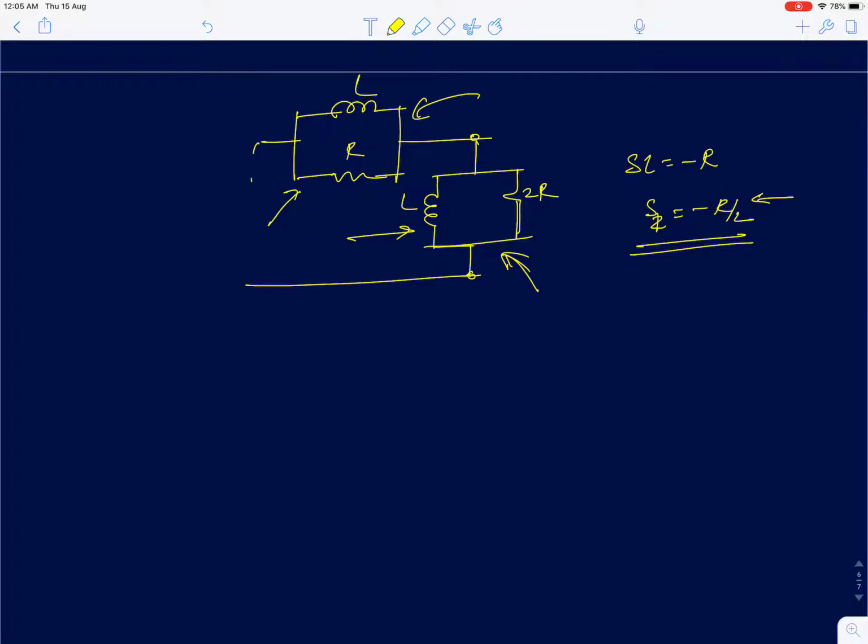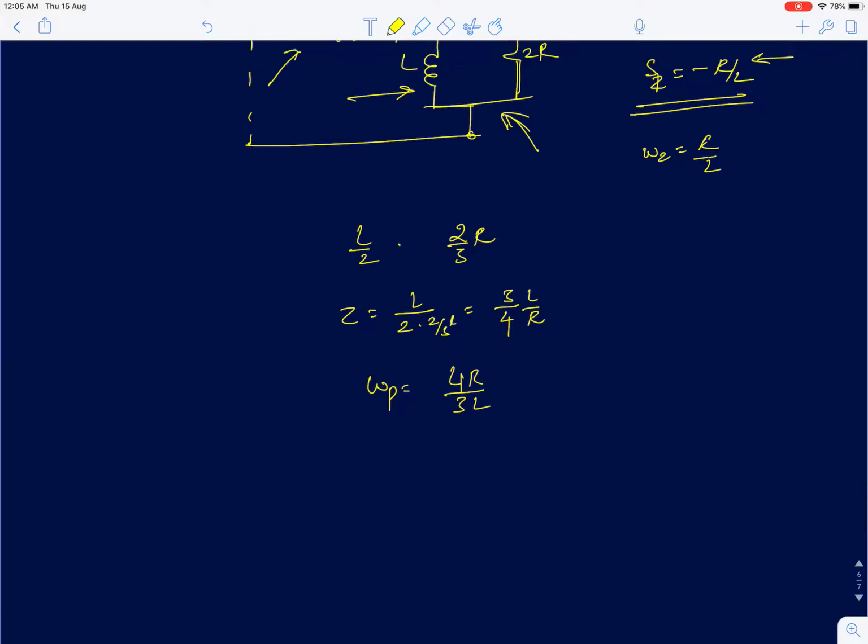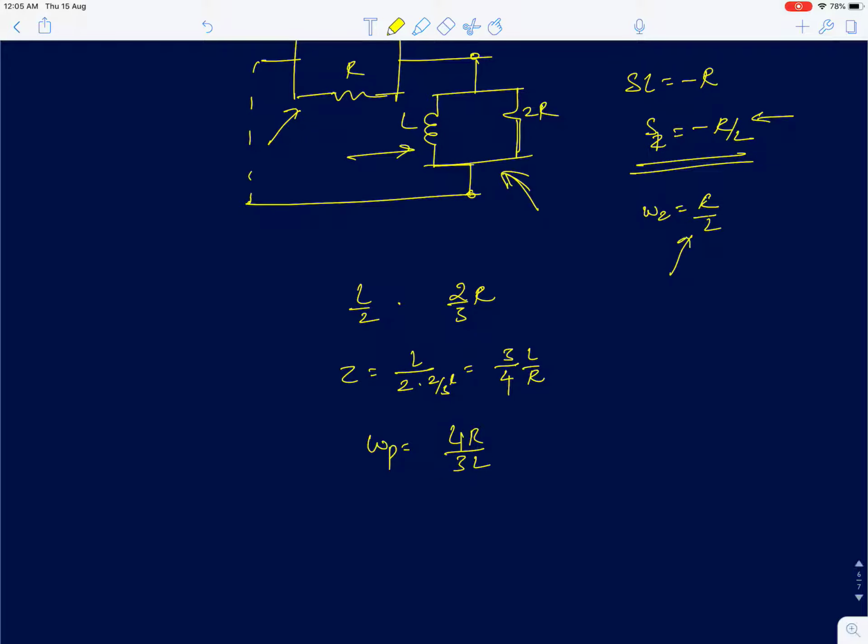Now to find the pole, again you can short the input and find the equivalent inductance, which is going to be L by 2, and the equivalent resistance, which is going to be 2 by 3 R. Then the time constant is the effective inductance divided by the effective resistance, which is L by 2 into 3 by 2R, which will be 3 by 4 into L by R. Now your pole is going to be 4 by 3 R by L. Your 0 is at R by L and the pole is at 4 by 3 R by L. So here your 0 comes first and then the pole comes after that.